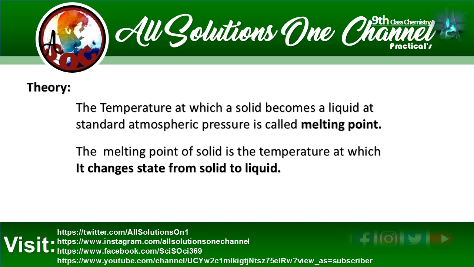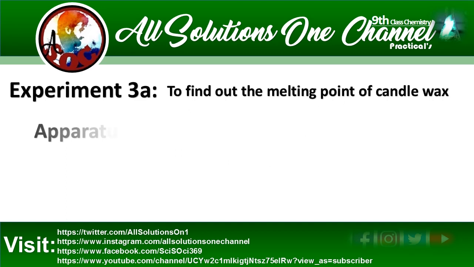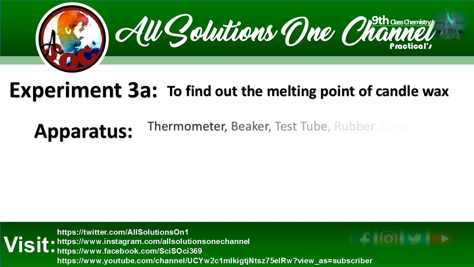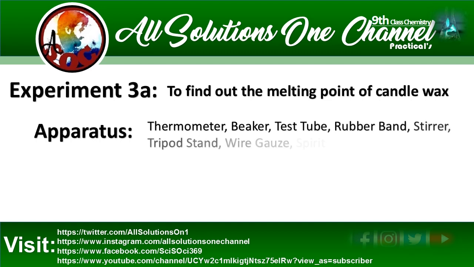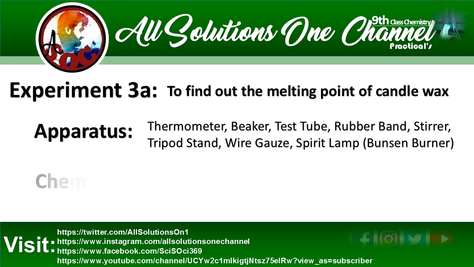For this experiment, we will use the following apparatus: thermometer, beaker, test tube, rubber band, stirrer, tripod stand, wire gauze, spirit lamp or Bunsen burner. Chemicals: we will use only two chemicals, that is candle wax and water. Now start the procedure.